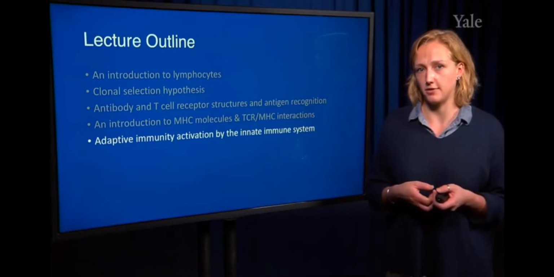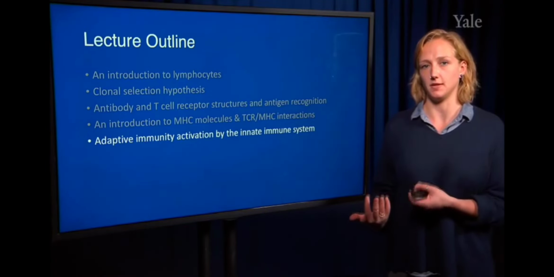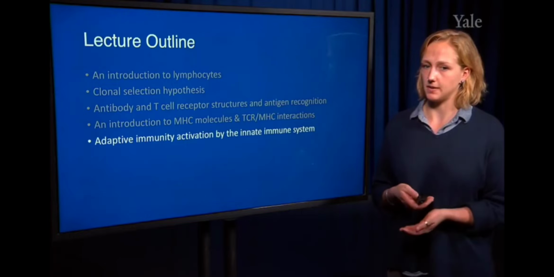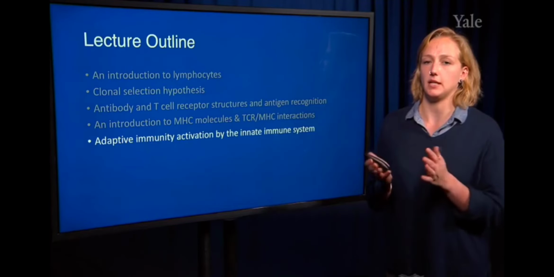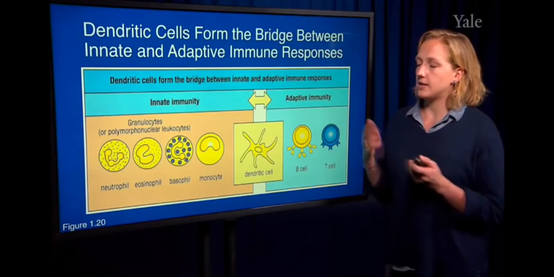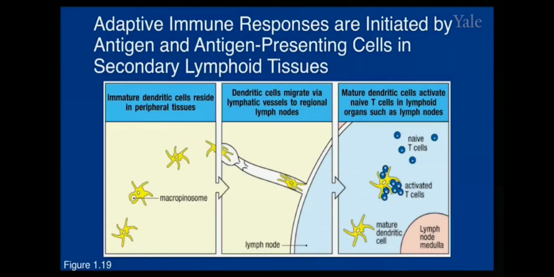So we want to have signaling between the innate immune system and the adaptive immune system so that they can coordinate their responses. Now, a very critical player in bridging the innate and adaptive immune responses are the dendritic cells. So dendritic cells really form this bridge between innate immunity and adaptive immunity and mediate the transition between the two. Now, this really occurs in secondary lymphoid tissues. So as you've learned previously, secondary lymphoid tissues is where adaptive immune cells are activated.